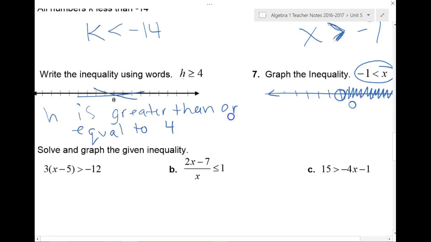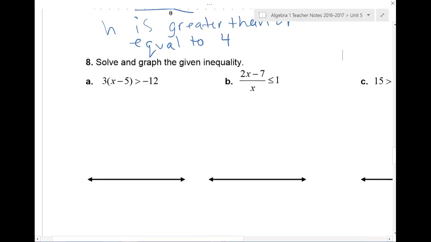Okay, so now we're going to solve these inequalities. The next one, number 8. On this first one, we need to simplify this left side by distributing, or multiplying, the 3. So 3 times x, and again 3 times 5, but it's positive 3 times negative 5, so negative 15. And that's all greater than negative 12. Now again we want x by itself, so we add 15 to both sides to get rid of it.